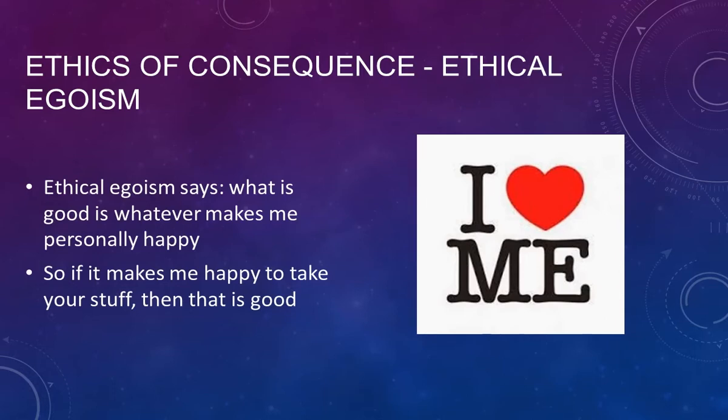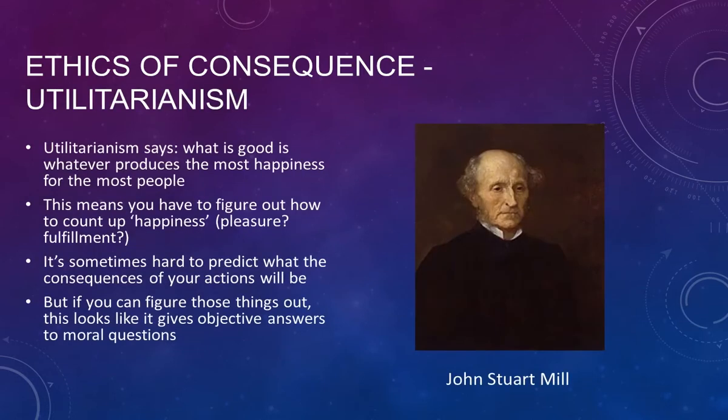Here's a more commonly held kind of ethics of consequence, utilitarianism. You've got John Stuart Mill there looking terribly, terribly happy. Doesn't he look just thrilled with happiness? All right, so utilitarianism is kind of like ethical egoism, but instead of focusing on just what makes me happy, the question is what makes the most people happy, right? So what is good is whatever produces the most happiness for the most people.